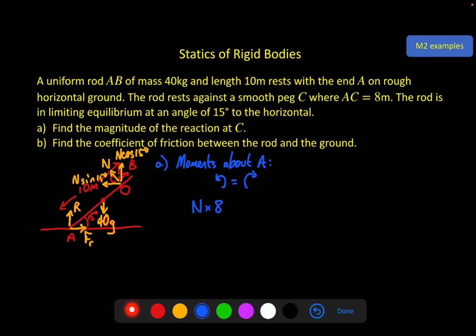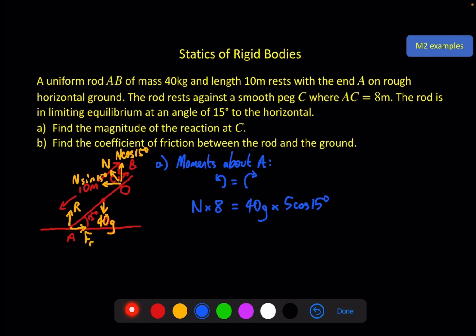But that's not the only force. Although R and friction are not involved in this equation, we do still have the weight. I haven't mentioned that because we do know what the weight is. But it's not just 40g times 5, because we need the perpendicular distance, and the line of action of the weight is this way, so the distance we need is here. So on the right hand side of this equation, for the clockwise moments, we've got 40g as the force, and the perpendicular distance of that is 5 cosine 15 degrees.